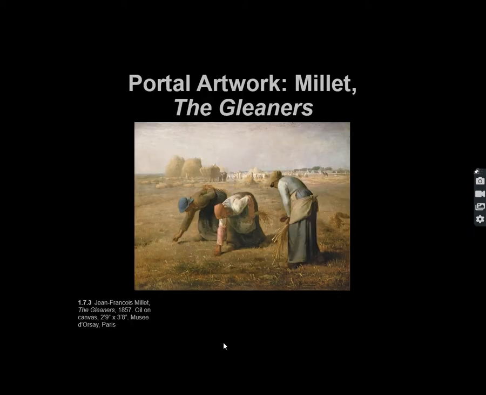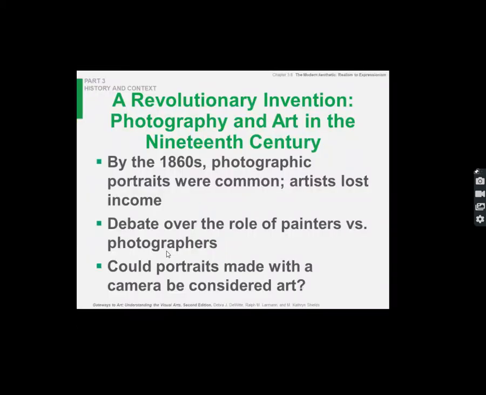Millet is another realist. This is called the Gleaners, also a very large painting. And gleaning is when the fields have been, all the good stuff has been taken away, all the hay and wheat, and they are left to just glean whatever's left for their own. And again, you see these giant heroic figures working the land, everyday people, heroicized, elevated to the level of other art subjects we've looked at.